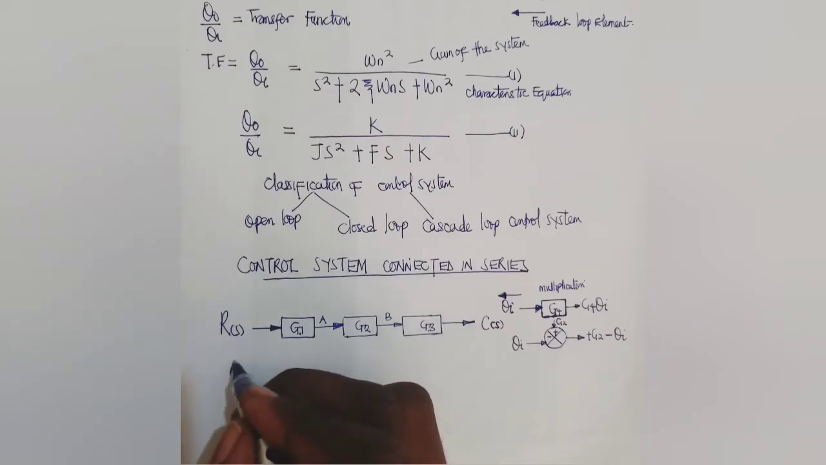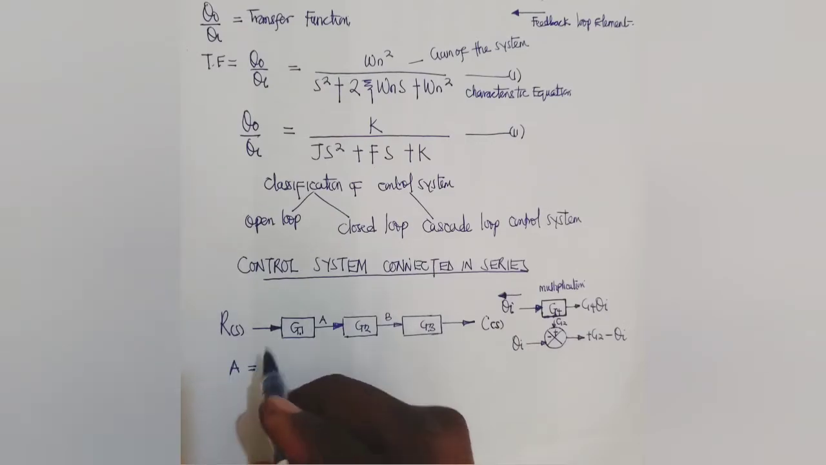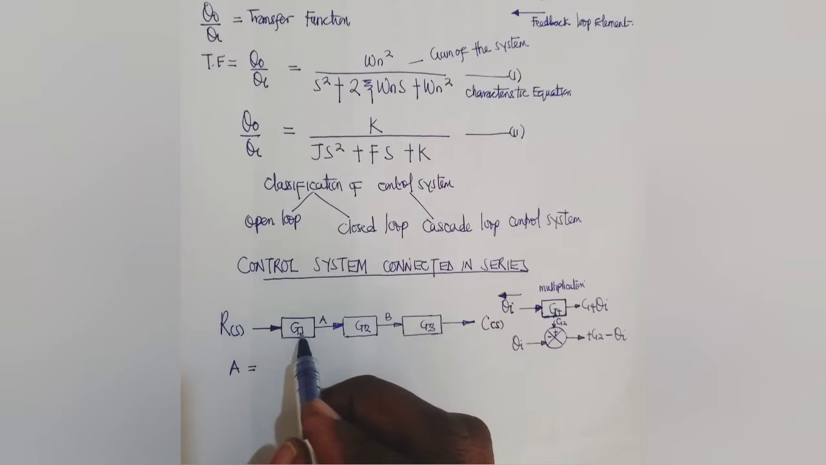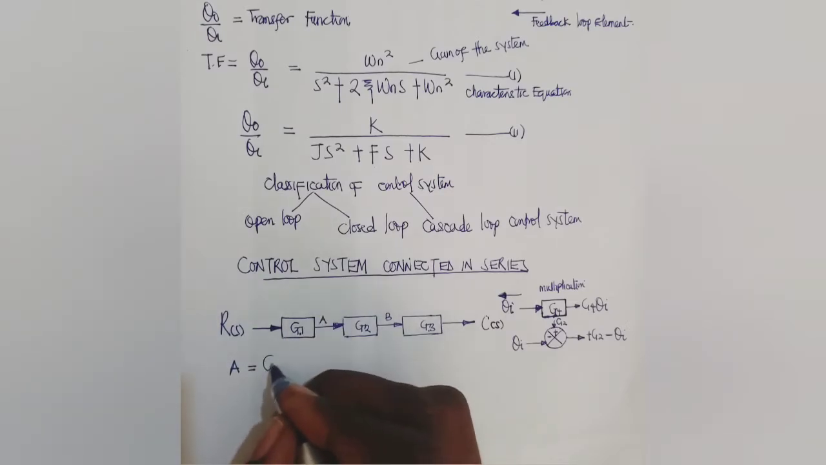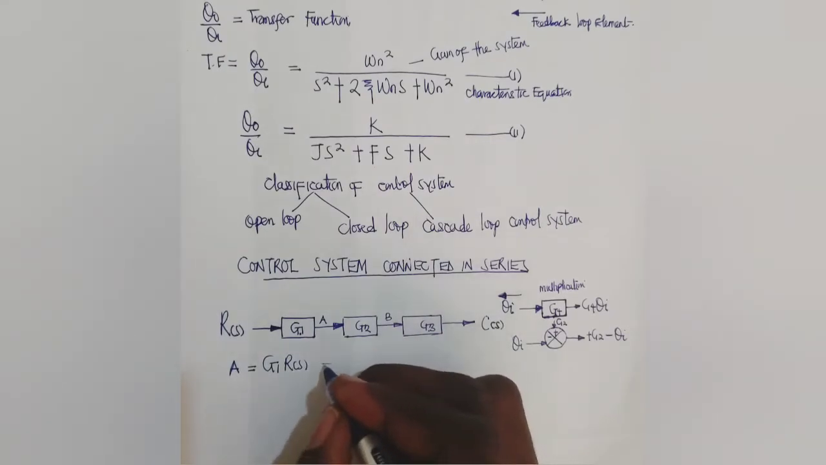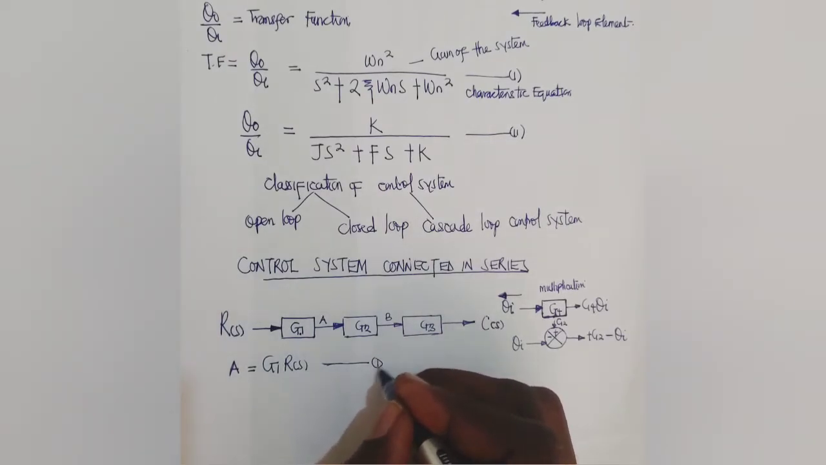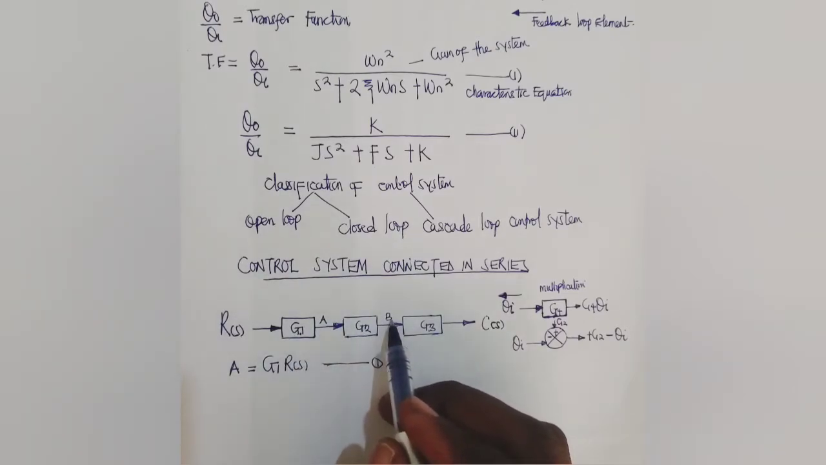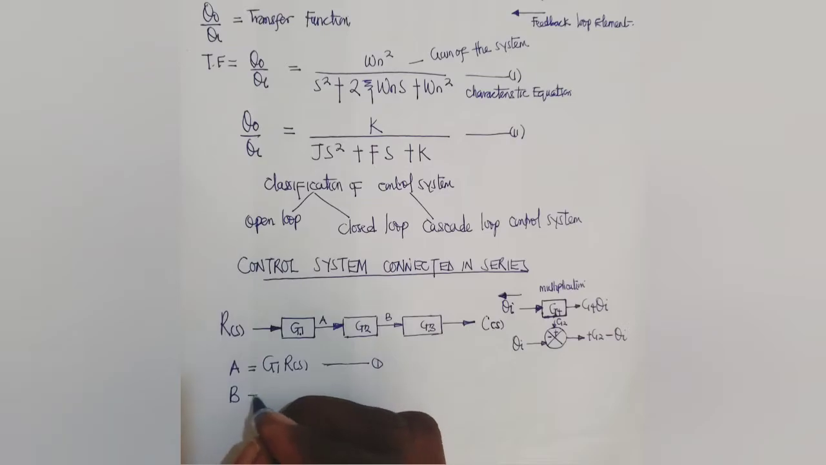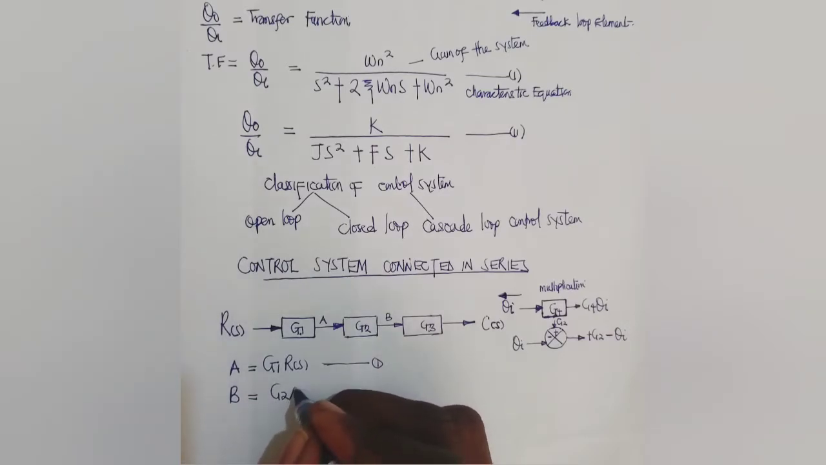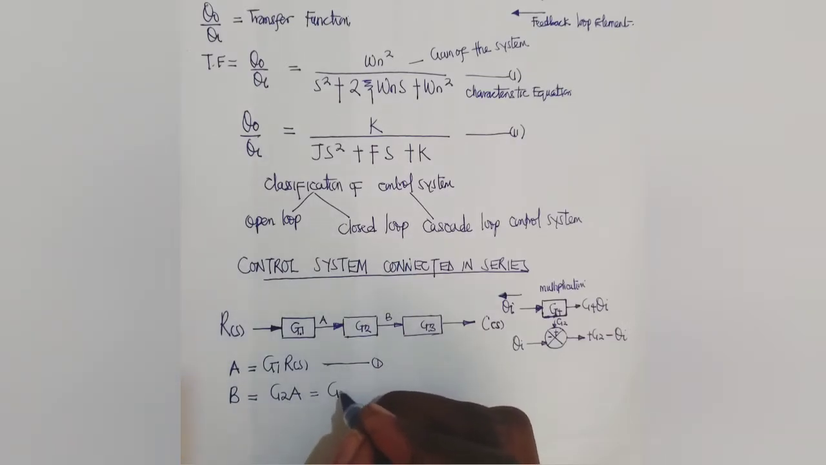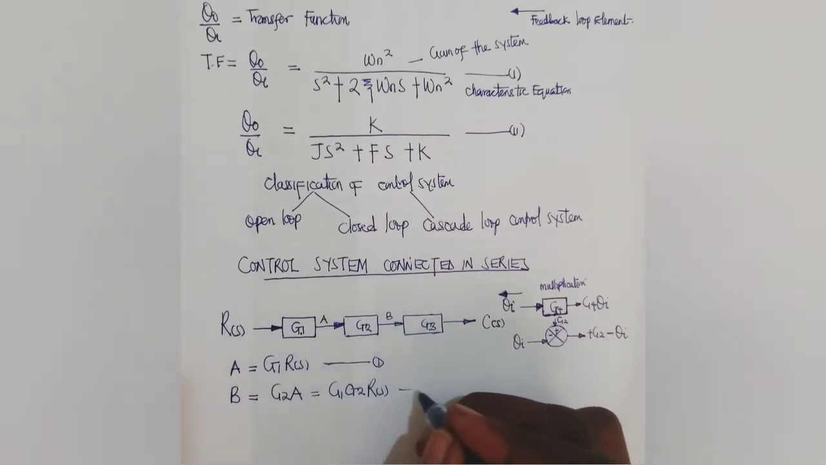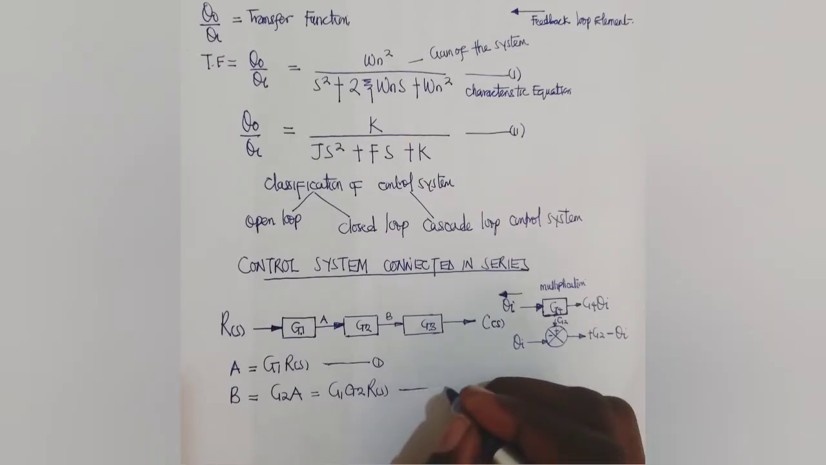So now let me analyze it. My first one, A, is equal to R(s) multiplied by G1. So we can write it as G1 R(s). Always make your G1 come forward. Let's call this equation 1. Similarly, if A multiplies G2, it will give me an output signal of B. So B equals G2 A, and that's the same thing as G1 G2 R(s). Equation 2.